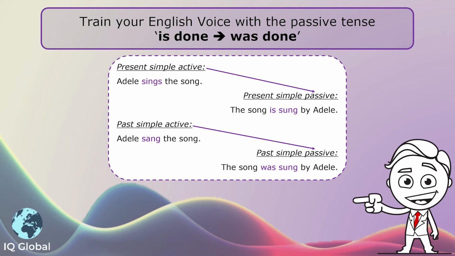Our next example, past simple active. Adele sang the song. We see it's the past tense, so we will use was or were plus past participle. We know the song is the subject, so the sentence becomes the song was sung by Adele.